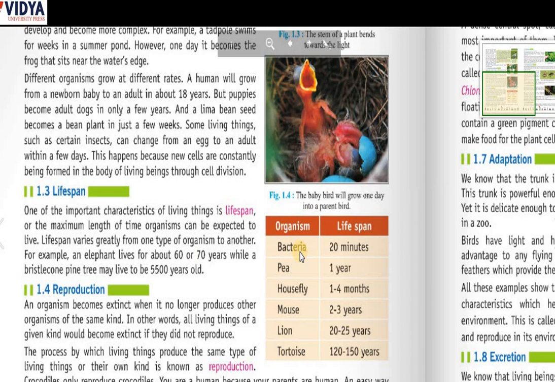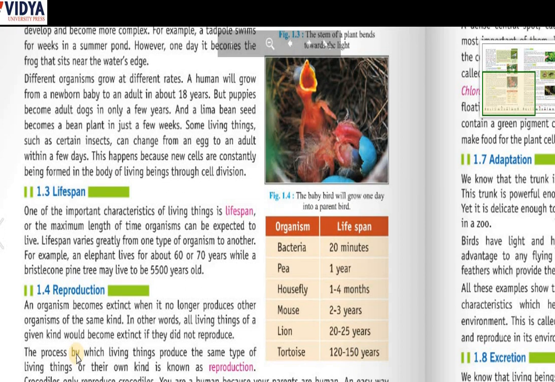For example, bacteria may live up to 20 minutes. Pea, 1 year. Housefly, 1 to 4 months. Mouse, 2 to 3 years. Lion, 2 to 25 years. Tortoise, 120 to 150 years.